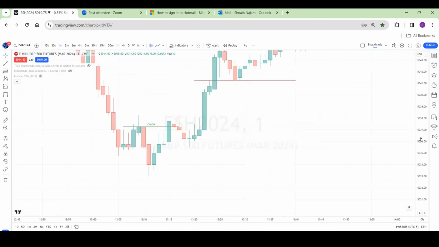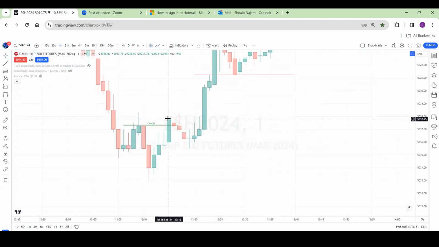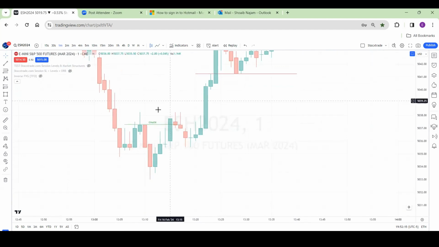I told you that once the market closes above or below, then you can say that the structure is valid. So this is a valid change of character. What happened next? There are two areas which you need to mark. First is the demand zone, the last candle. So this red candle. The demand zone can be your red candle or your green candle.